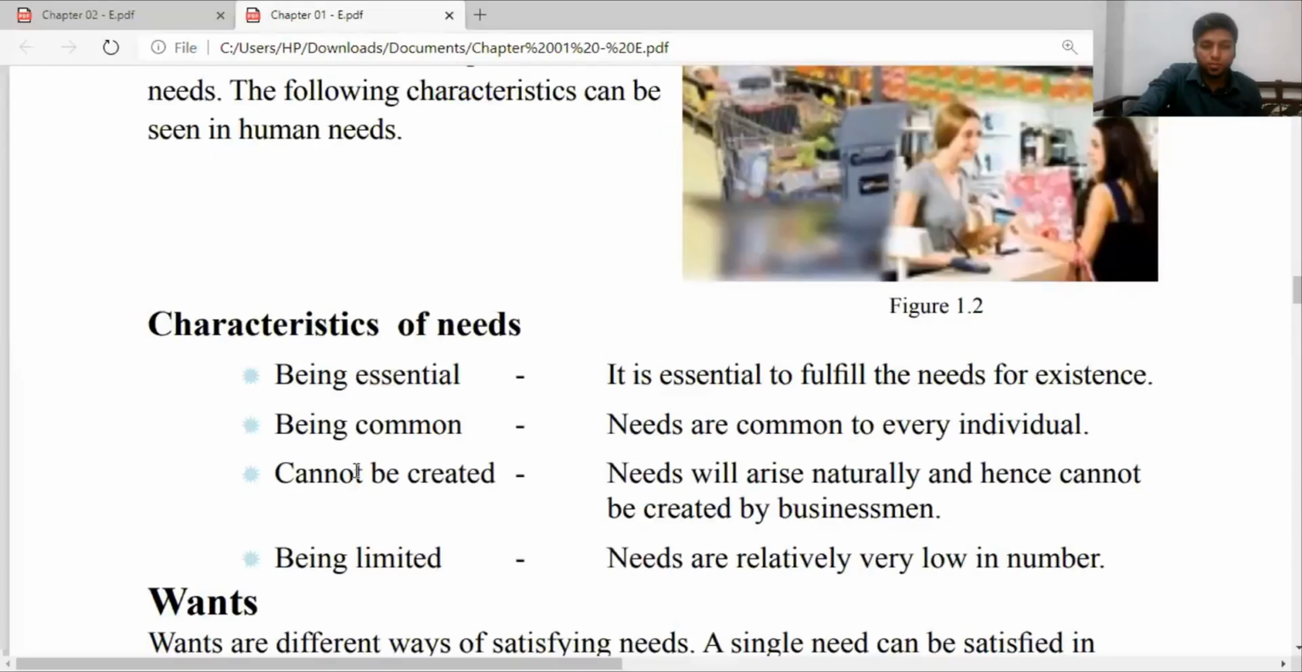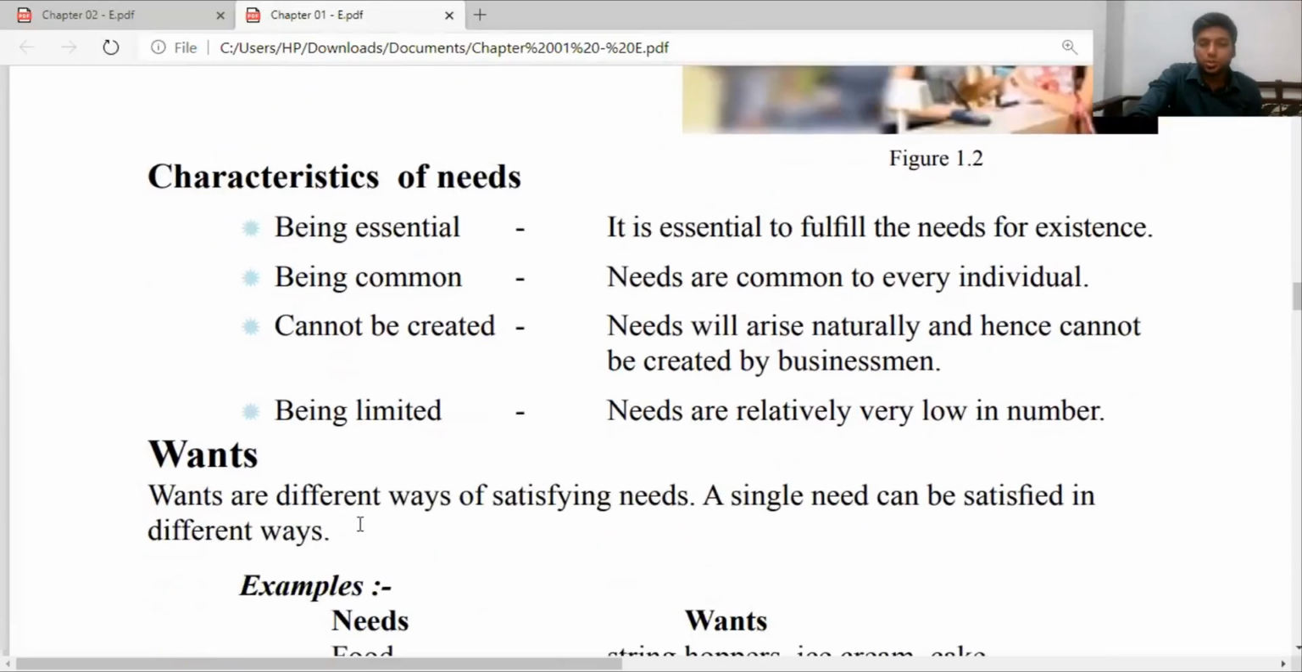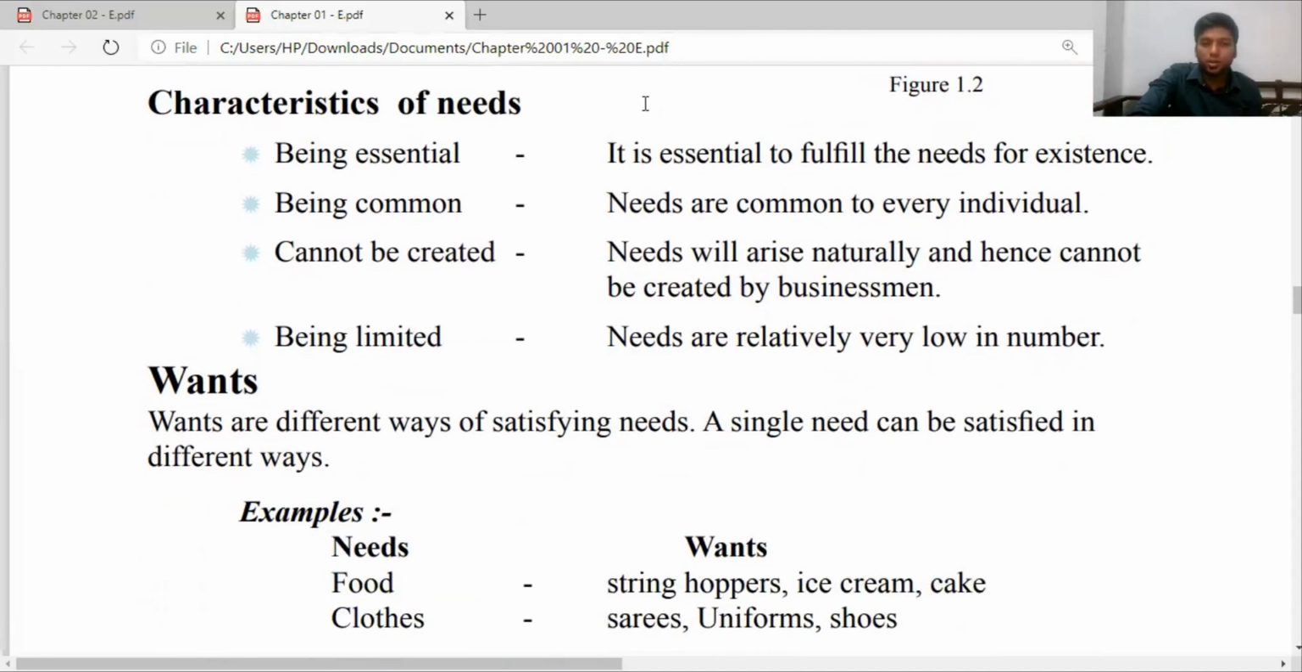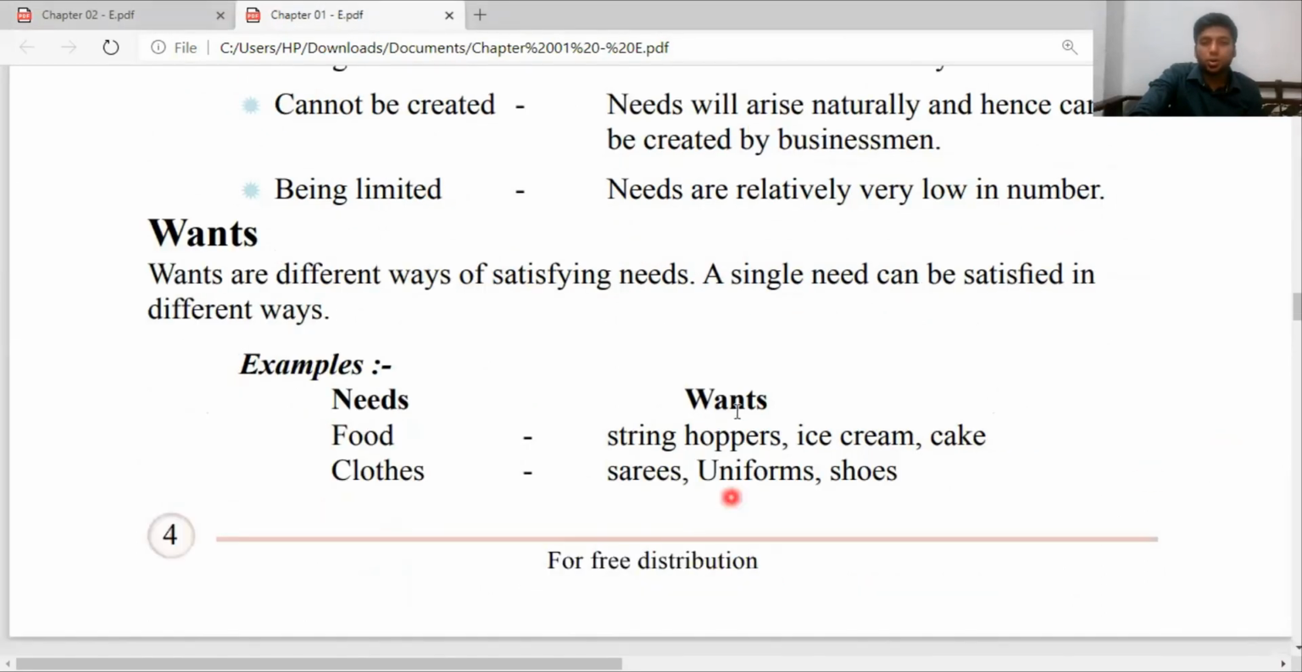So let me move on to the PDF. Okay, so this is very easy. This is very essential to survive. It's very common. Cannot be created. Being limited are the basic characteristics of need. So moving on to the next point, wants are different ways of satisfying needs. A single need can be satisfied in different ways.